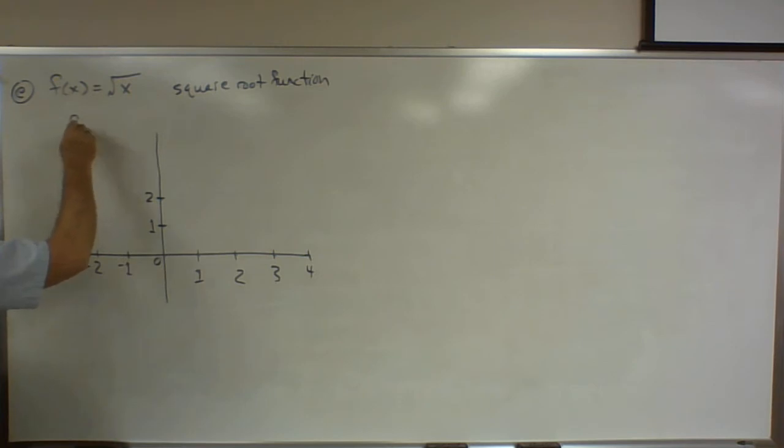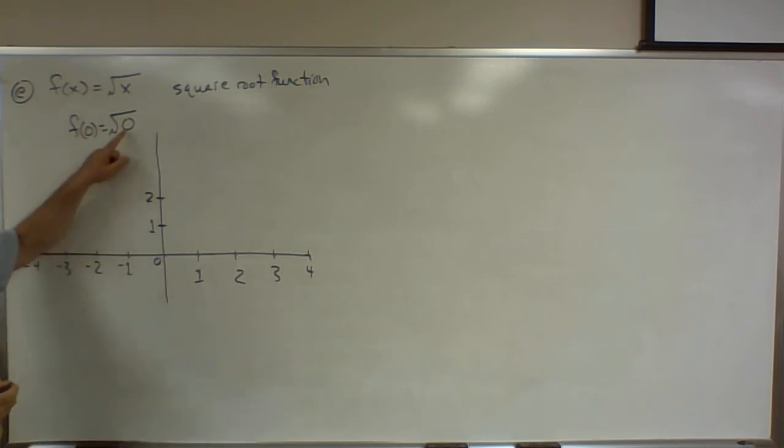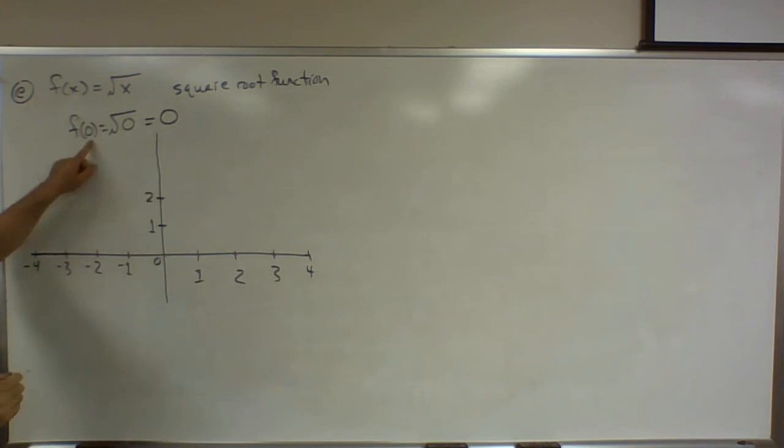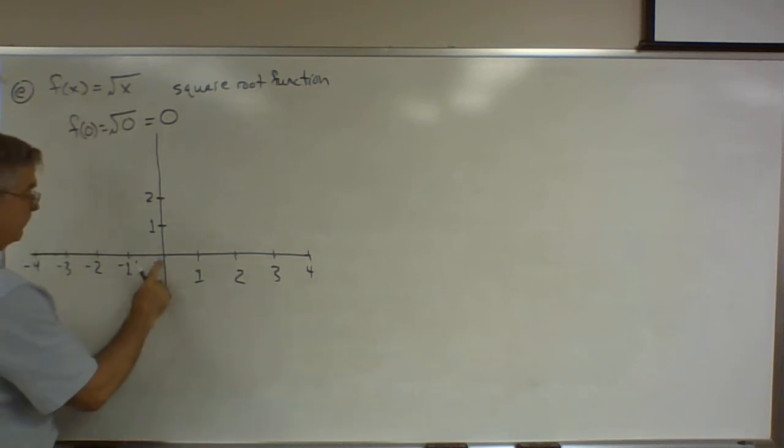So we'll take f evaluated at 0, and that's the square root of 0. Let's see. What number do we have to compute the square root of to get 0? What number times itself is 0? Oh, I know. 0. F evaluated at 0 is 0. So in other words, when x is 0, y is 0. So this is a point on the graph: 0, 0.